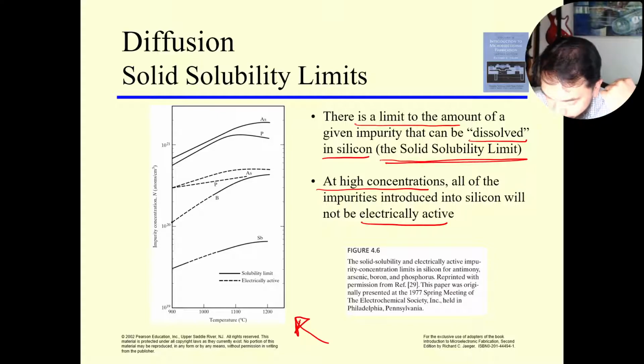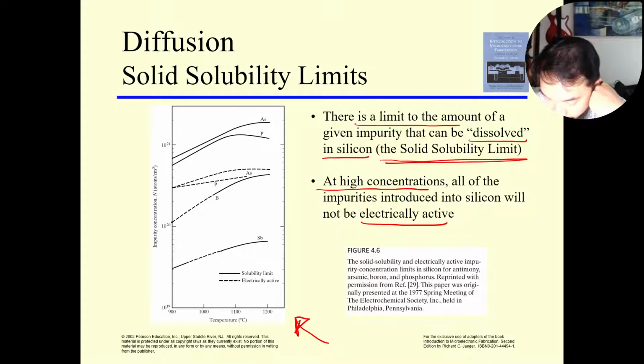Now this graph here shows you the line for the solid solubility limit of different dopants. The solid line is the solubility limit. If you increase the impurity concentration beyond the solid line, it will not contribute to the enhancement of the electronic properties of the wafer. So you always target to do the doping or diffusion with impurity concentration below the line.